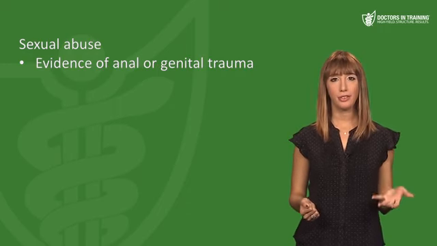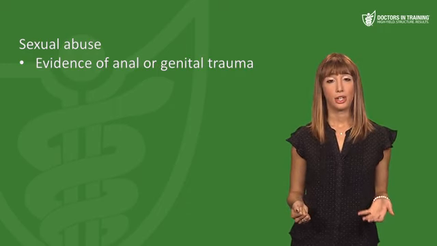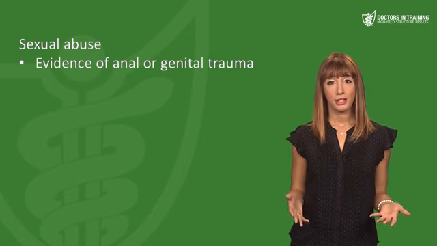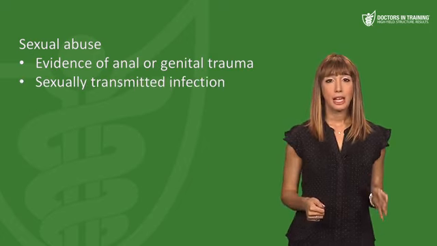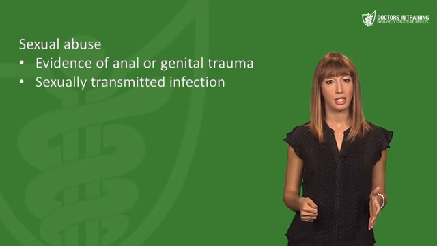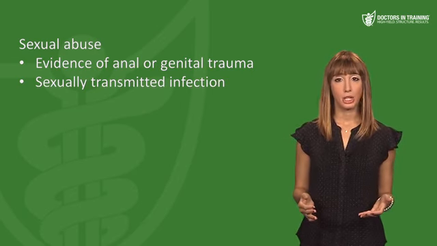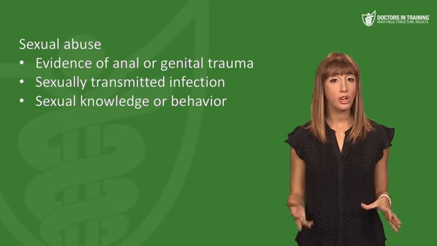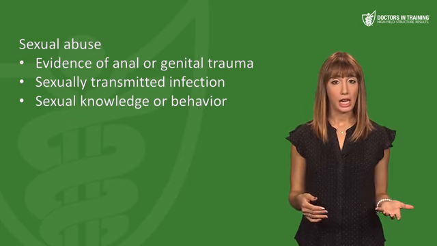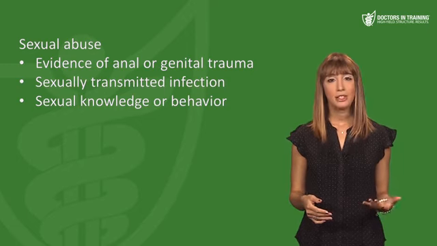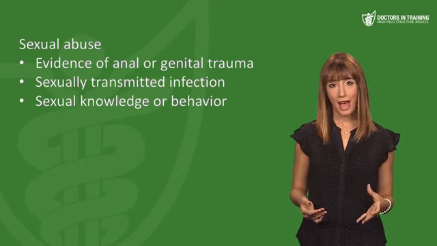What about sexual abuse? Physical abuse and sexual abuse may coexist in the same child or within the same family. Sexual abusers are usually males that are known to the victim. On physical exam, look for evidence of anal or genital trauma, which often is not present on exam, but you still look for it. Any sexually transmitted infection in a child is strongly suggestive of sexual abuse. You might also suspect sexual abuse in a child that exhibits sexual knowledge or behavior beyond what they should know at their age. Any inappropriate play with toys, dolls, or other children could be a big red flag.